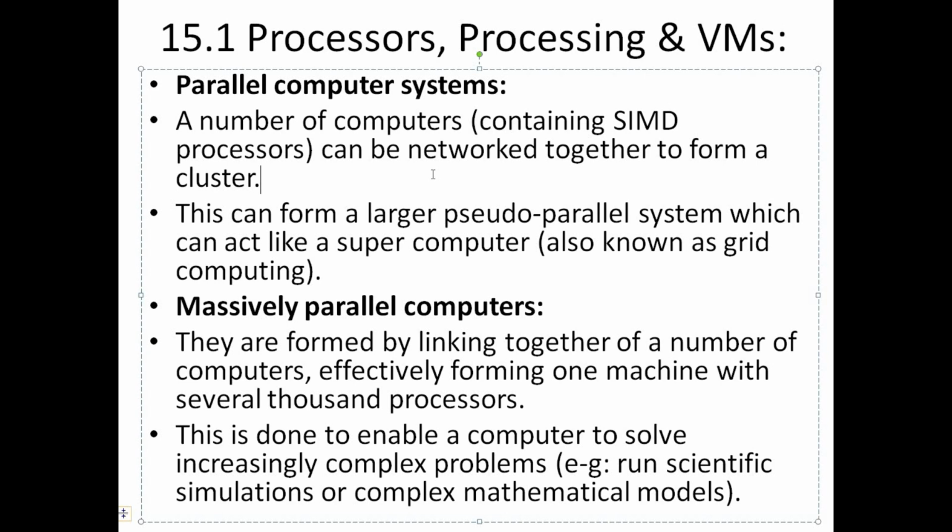Now that you have a concept of what parallel computer systems are, let's move on to the final thing in our 15.1: massively parallel computers. They are formed by linking together a number of computers, typically tens or hundreds of computers, effectively forming one machine with several thousand processors.